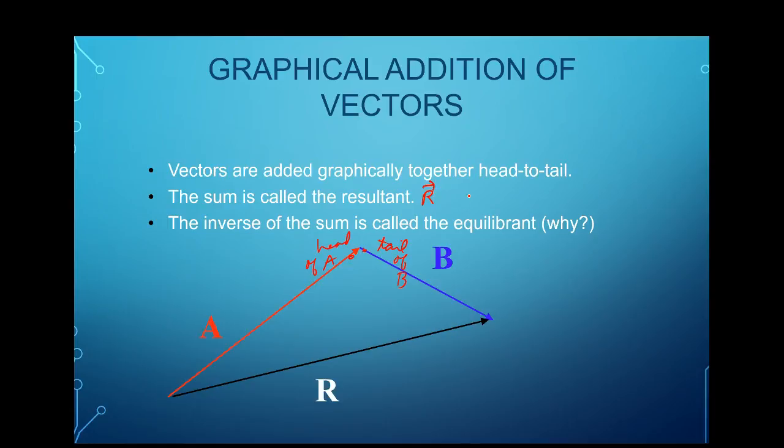Now the inverse of the sum, also known as negative R, is called the equilibrant. And one way to see this is that if A plus B equals R, then A plus B plus the opposite of R must equal 0. And that is what we call the equilibrant, is the opposite vector to R.